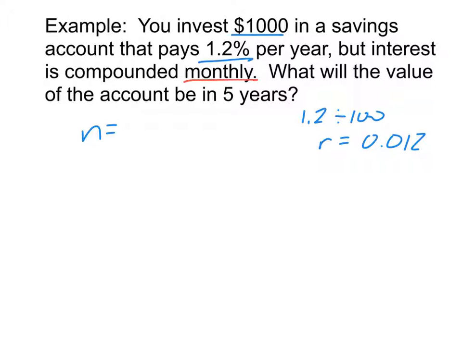Well, remember, N is how many times it is compounded per T. T is measured in years here. Monthly is how many months per year? 12. So in this case, that tells me that N equals 12. And we want to know the value of the account in 5 years. The 5 is going to be my T value.